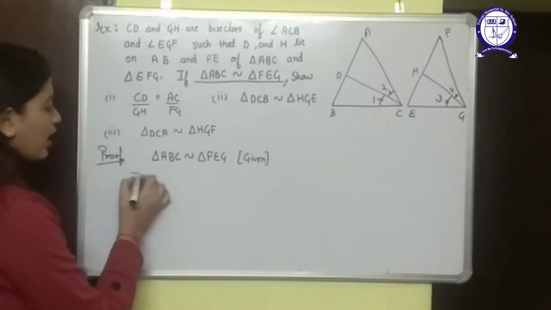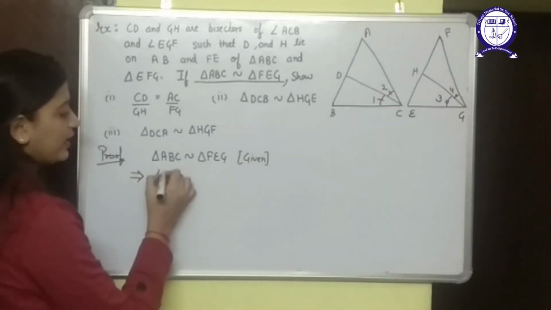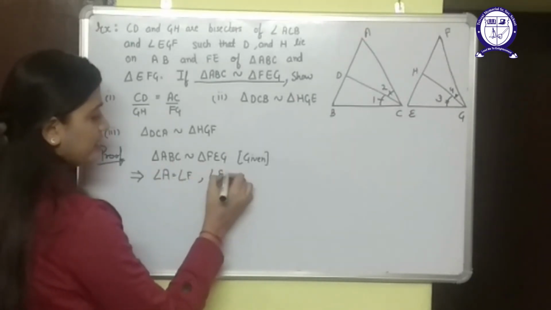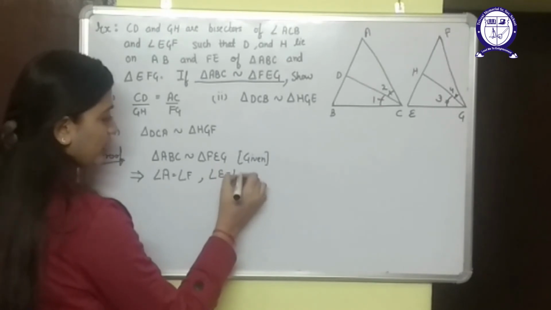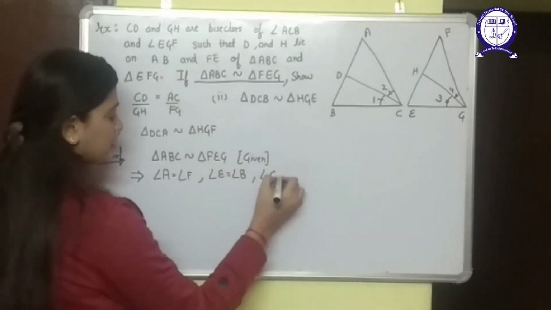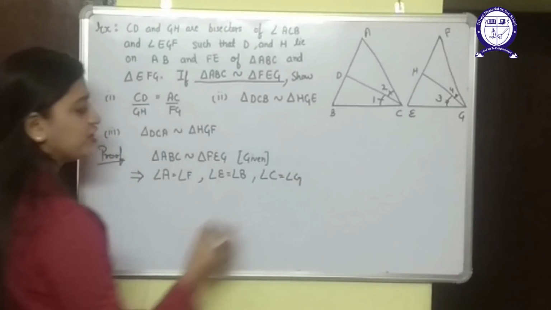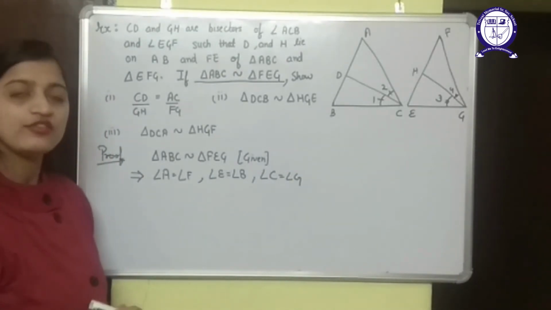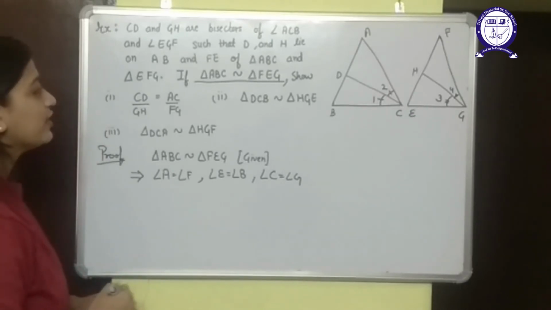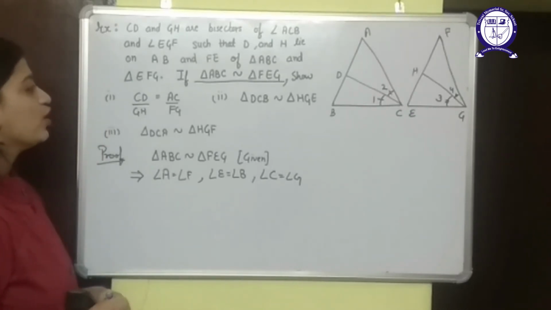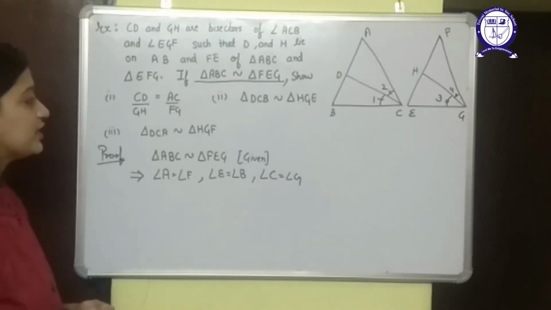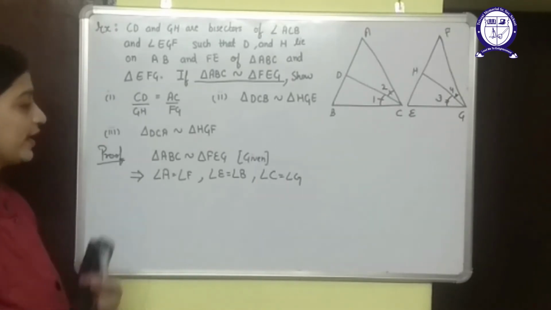Okay. So with this I can say angle A is equal to angle F. Angle E is equal to angle B. Angle C is equal to angle G. And the reason will be corresponding angles of similar triangles. Now look at the first part. CD upon GH is equal to AC upon FG. Now CD, GH, AC, FG.